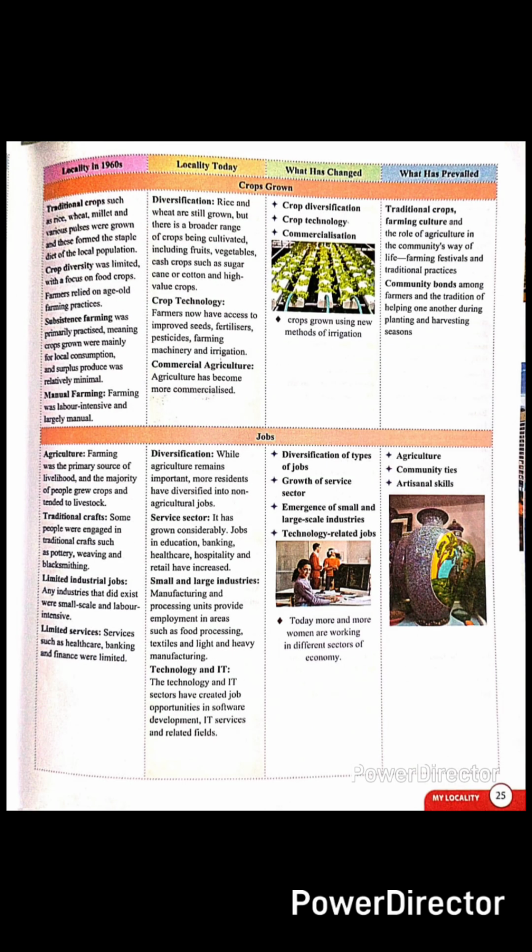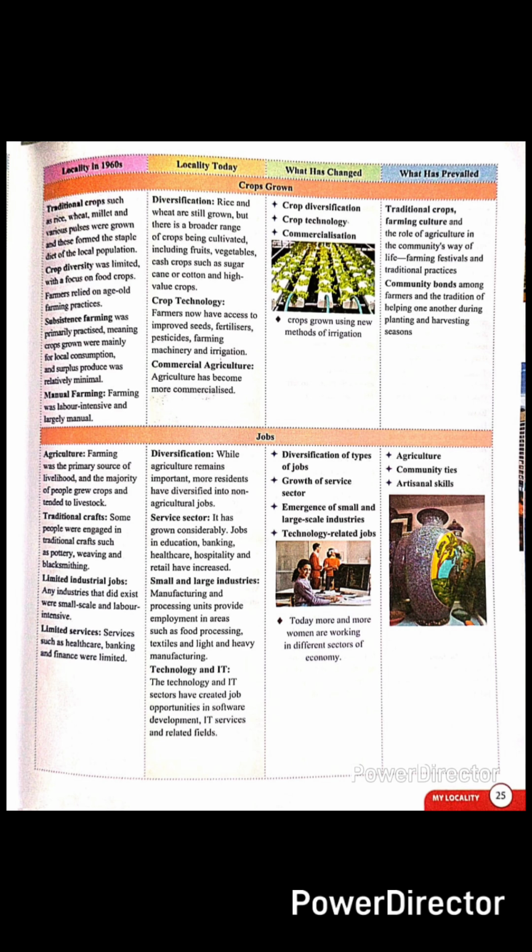Next, crops grown. Locality in 1960s: traditional crops, crop diversity, subsistence farming, manual farming. Locality today: diversification, crop technology, commercial agriculture. What has changed? Crop diversification, crop technology, commercialization. What has prevailed? Traditional crops, farming culture, and community bonds.